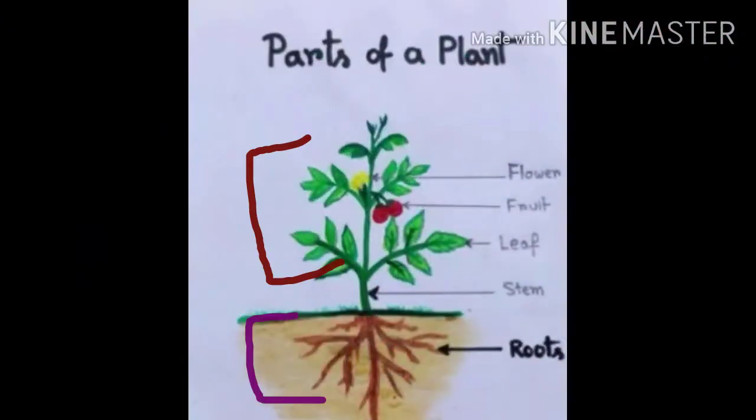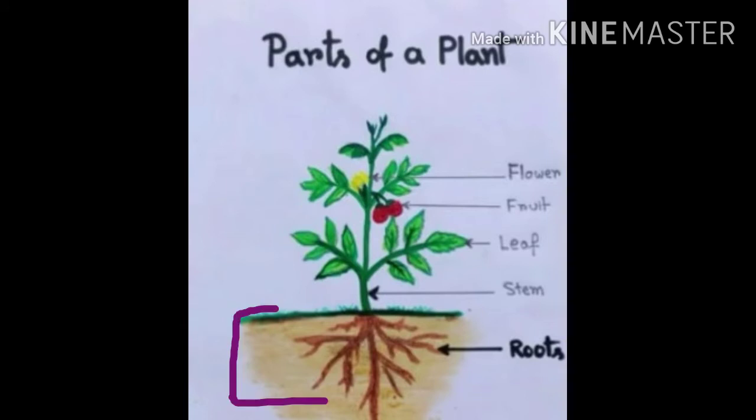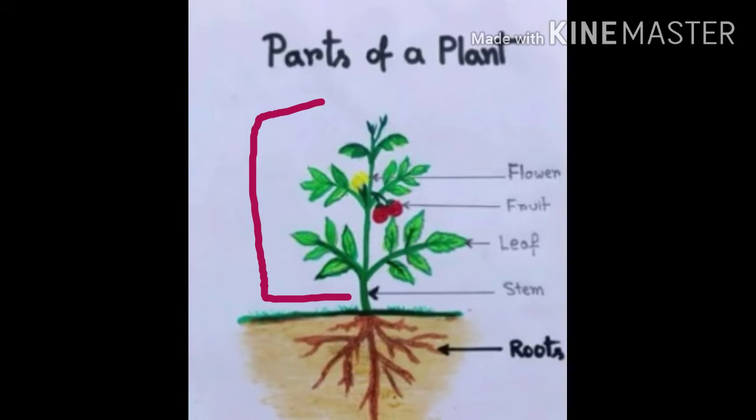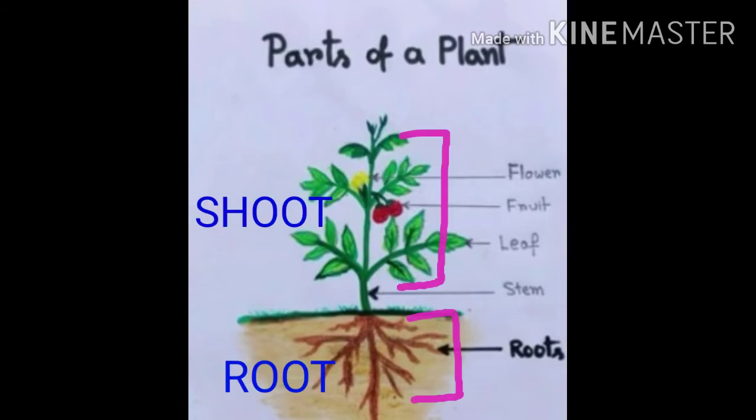A plant has two main parts. The part of the plant that is under the soil is called the root system. The part of the plant that is above the soil is called the shoot system. So, the main parts of plants are the root system and the shoot system.